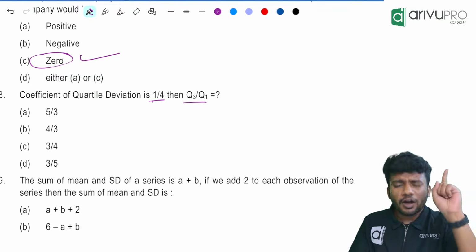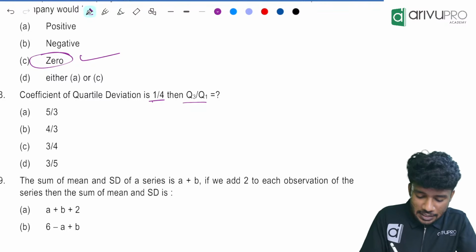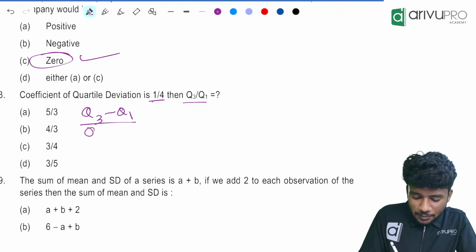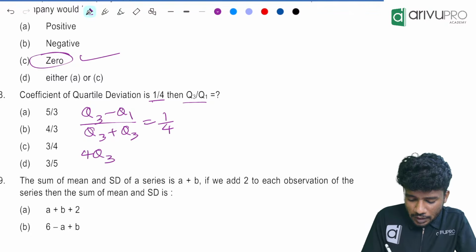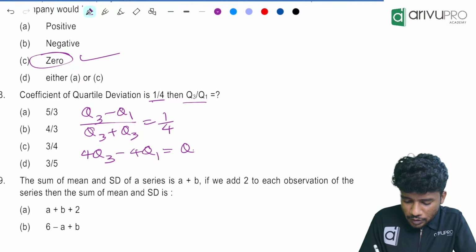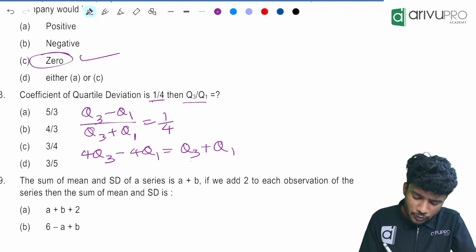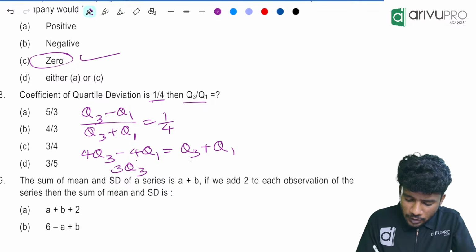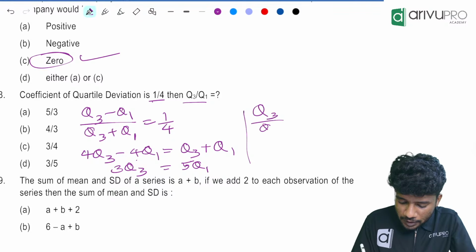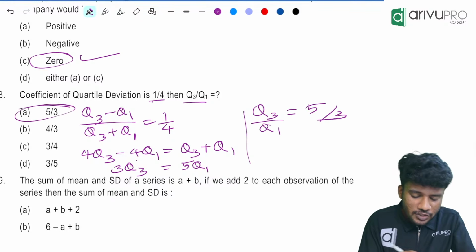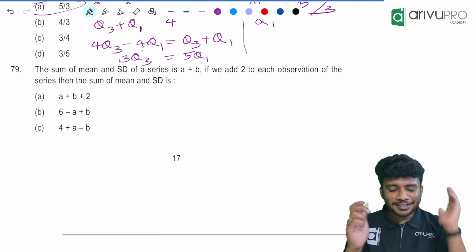Yes. So now over here, coefficient of quartile deviation. How to find the coefficient of quartile deviation when it is not given in percentage? Q3 minus Q1 divided by Q3 plus Q1, which is equal to 1 by 4. Cross multiply. 4Q3 minus 4Q1 is equal to Q3 plus Q1. Take it to the other side. Q3 goes to this side, it will become 3Q3. Q1 goes to the other side, it will become 5Q1. From that, Q3 by Q1 is how much? Q3 by Q1 is equal to 5 divided by 3. Which option is the answer? Option A is your answer. Direct question, easy answer. Next one, another direct question, people.